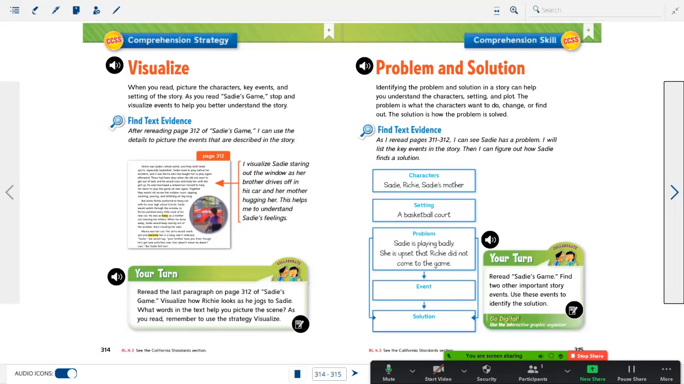And in pretty much all stories you're going to read, you're going to come across a problem that the characters are trying to solve and a solution, or how they fix that problem. Let's go ahead and listen.